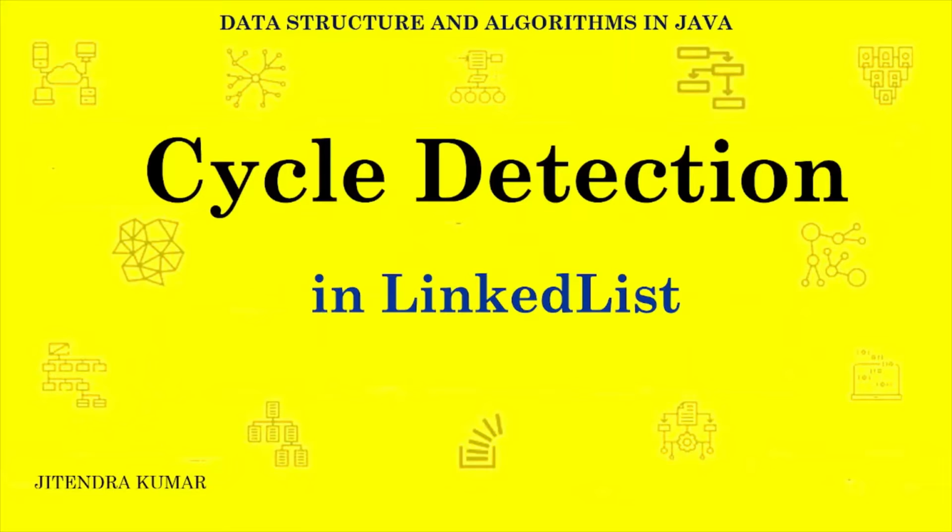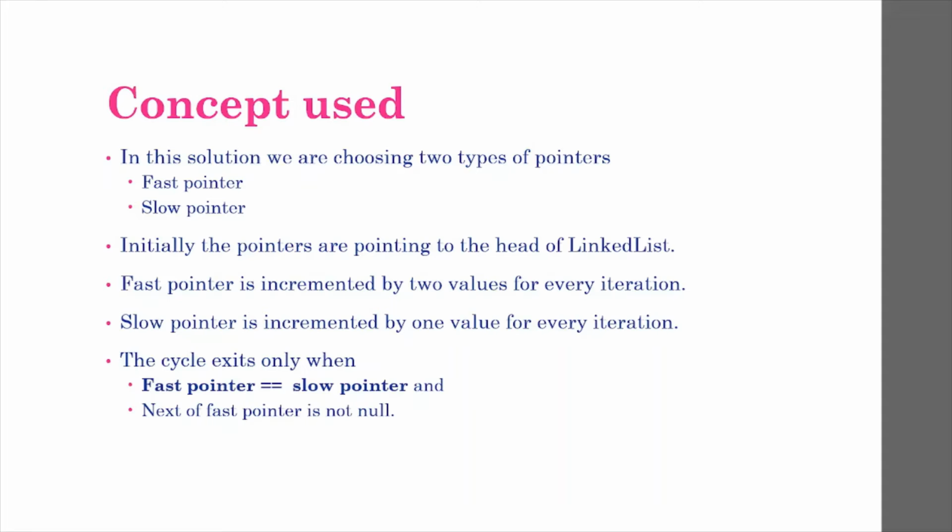Cycle detection in the linked list. So here are some basic concepts that we are using to solve this problem. In this solution, we are choosing two types of pointer, that is fast pointer and slow pointer. Both these pointers are initially pointing to the head of the linked list, and the fast pointer is incremented by two values for every iteration.